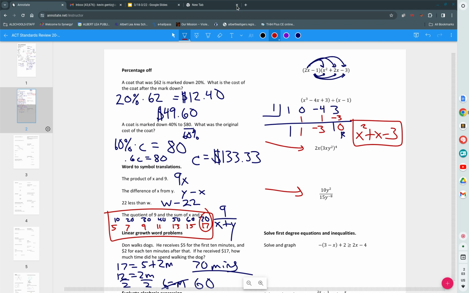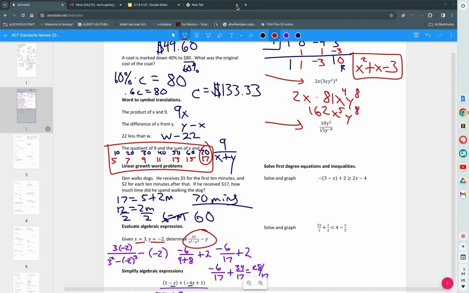Your first one is you take this 2x, you multiply it by whatever that next piece is to the 4th power. We get 81 x to the 4th, y to the 8th. Now you multiply, you should have 162 x to the 5th, y to the 8th. The next one, 10 over 15 reduces to 2 over 3. And if you notice, you have a negative exponent there, bring it up top, you get a y to the 10th in the top.